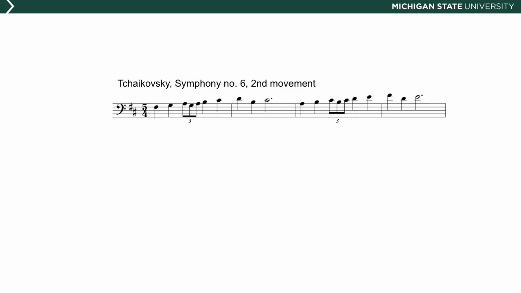Let's look at some triplets in real music. This is a famous example of 5/4 meter, 5 quarter notes in a measure, eighth notes grouped in pairs. The eighth note triplets fill the duration of 1 quarter.